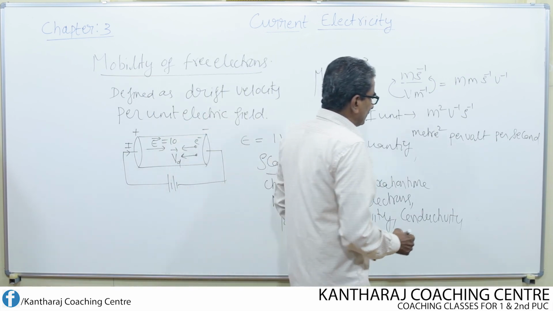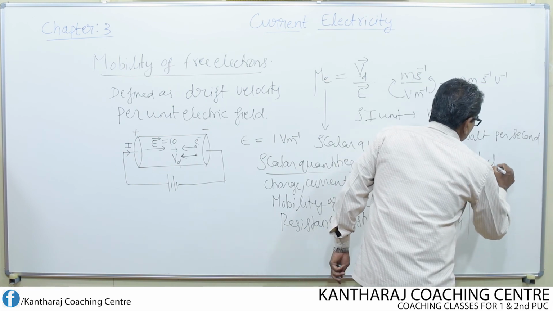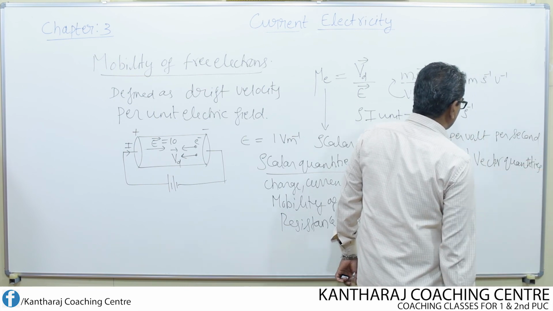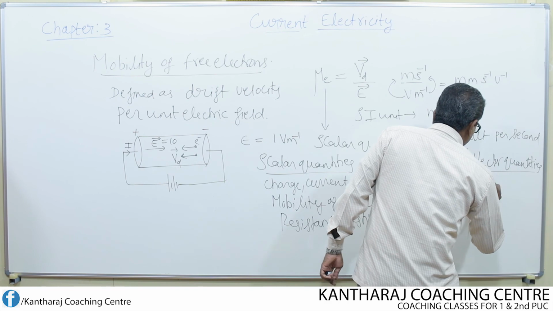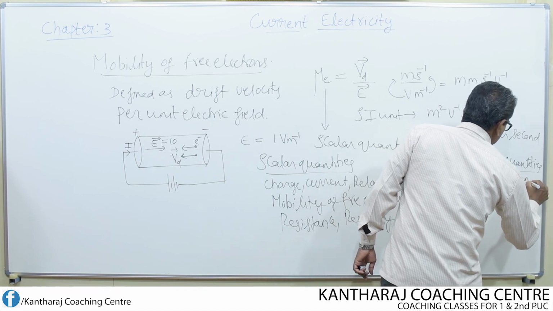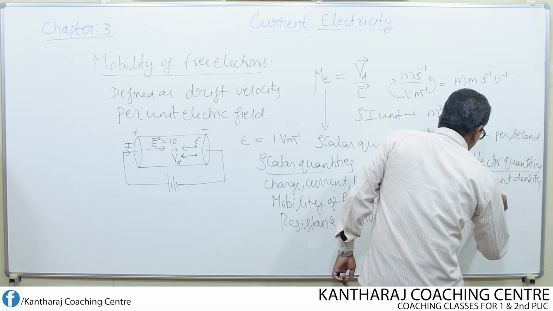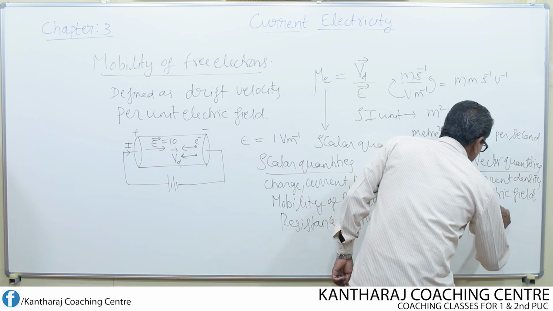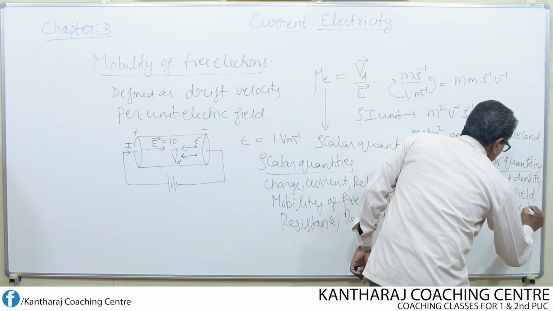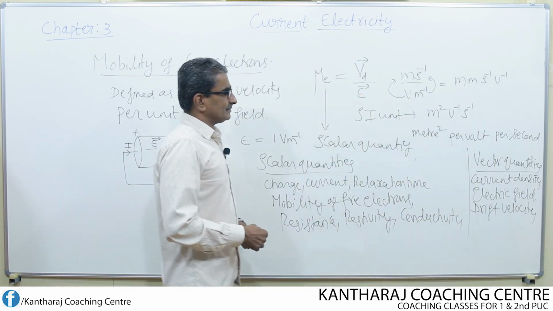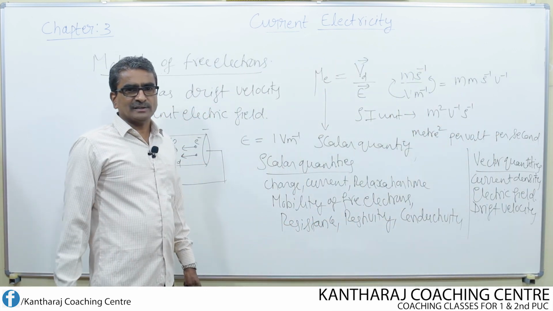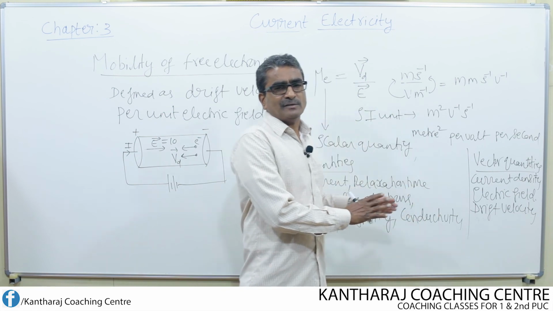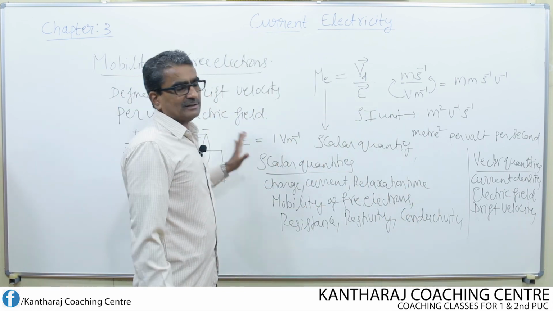Then what are the vector quantities? So far we have come across these vector quantities: current density, electric field, drift velocity. So these are the physical quantities known as vector quantities. So don't get confused. Scalar as well as vector, all these terms we used frequently while explaining all these terminologies.